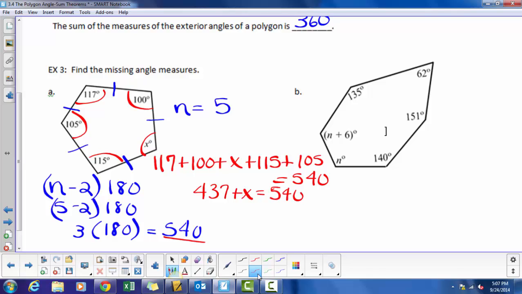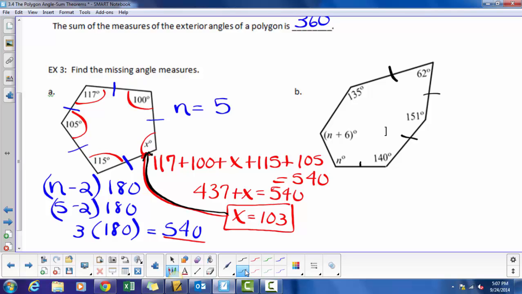I'm going to subtract 437 from both sides. So x equals 103. Okay? So the measure of this angle is 103. All right, let's look at our second example.